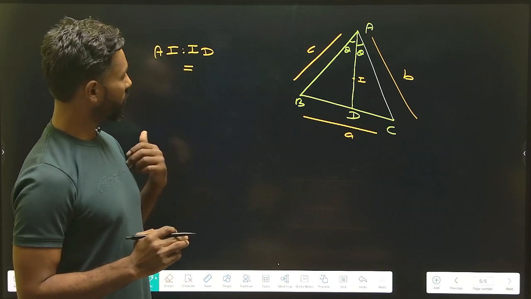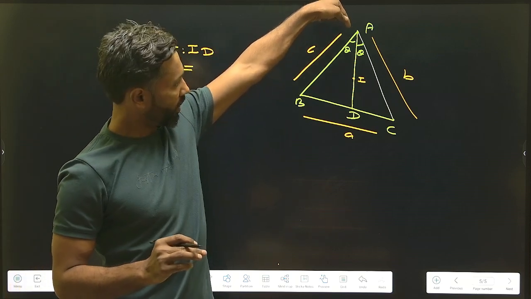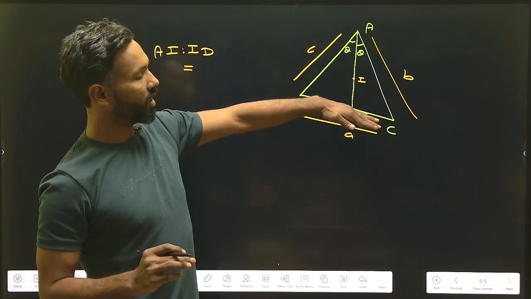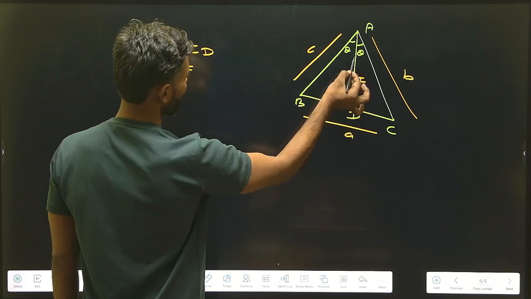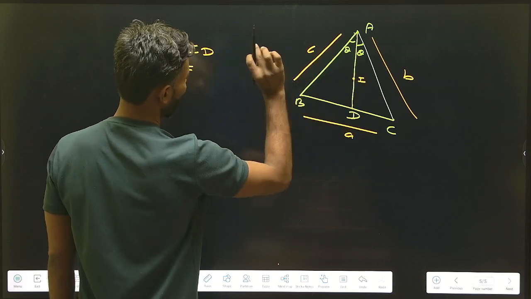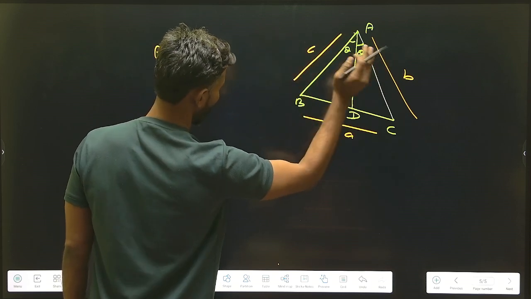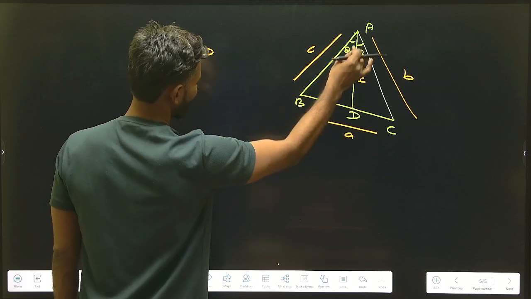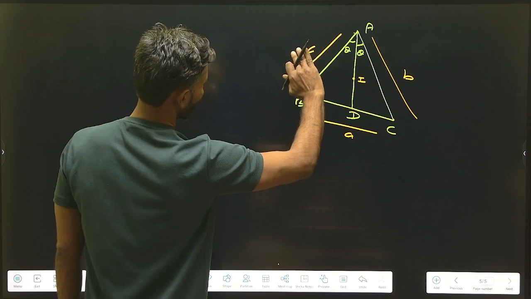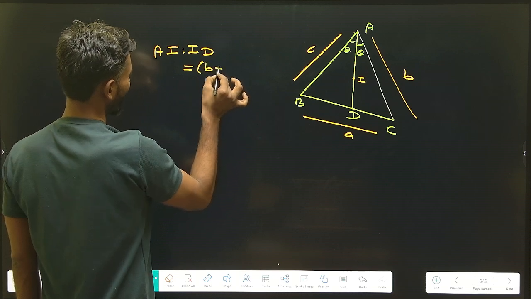So what can we do? Suppose the angle bisector is dropped from vertex A and meets side BC. AI, the distance from the Incentre to the vertex, will be defined by the sum of the other two sides. You have to skip the side on which the angle bisector is meeting, and take the sum of the other two sides. So AI will be equal to B plus C.